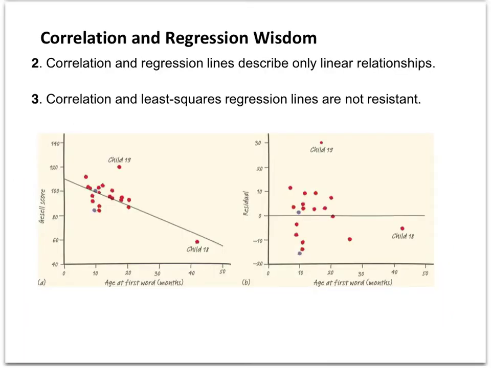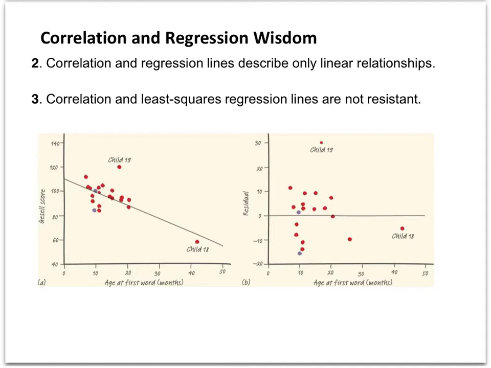Correlation and regression are only reserved for linear relationships. They do not work with curves. And so that's one of the reasons why our residual plot is so important, because R and R squared only apply to relationships that are linear in nature. You need to be aware that correlation and least squares regression lines are not resistant to outliers or to points that are kind of far away from the rest.